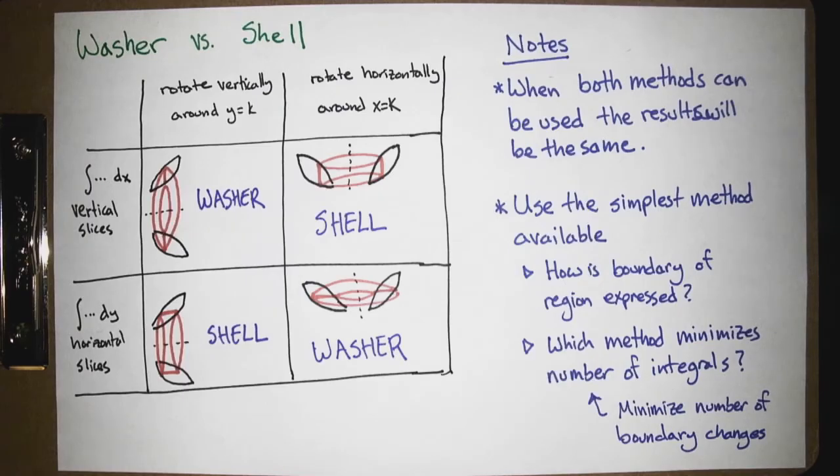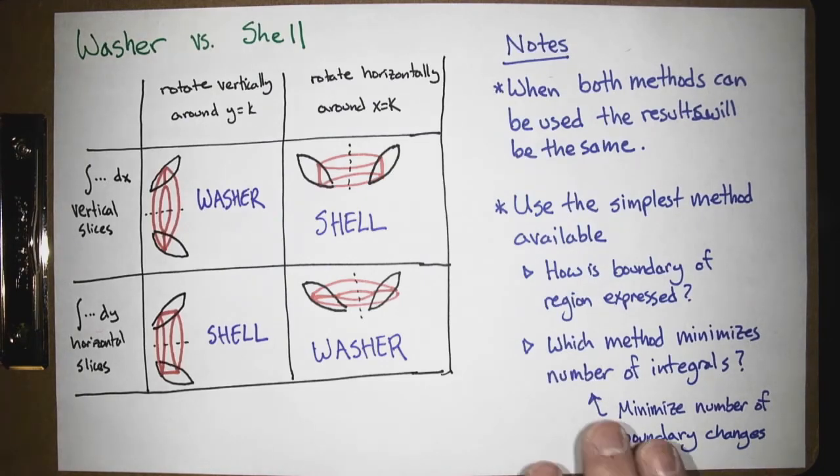Another thing is think about which method minimizes the number of integrals I need to do. Now, this was raised as a question earlier. Well, what happens if your boundary curve changes? The answer is you have to split your problem. And you say, well, I'm going to find my answer by doing it in multiple parts. So every time a boundary curve changes, you have a new integral that's going to have to be added in. So you want to say, I want there to be as few integrals as possible.